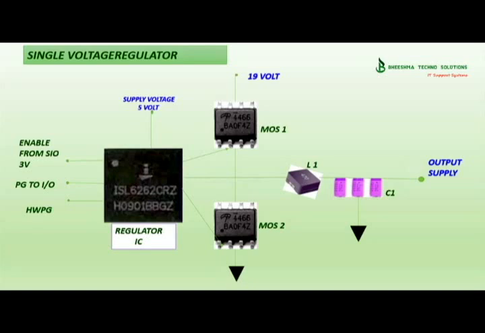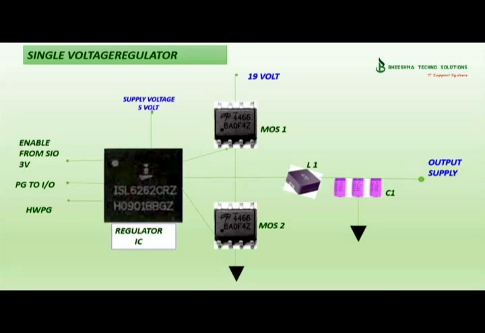Voltage regulator IC has a working voltage of 5 volt, and all the voltage regulators apply this formula. It will work only when the enable signal is present from Super I/O. If the enable signal is missing, the regulator IC won't work. When the SIO, Super I/O IC, sends the enable signal to the regulator IC, this IC starts sending signals to the gate of the MOSFETs.